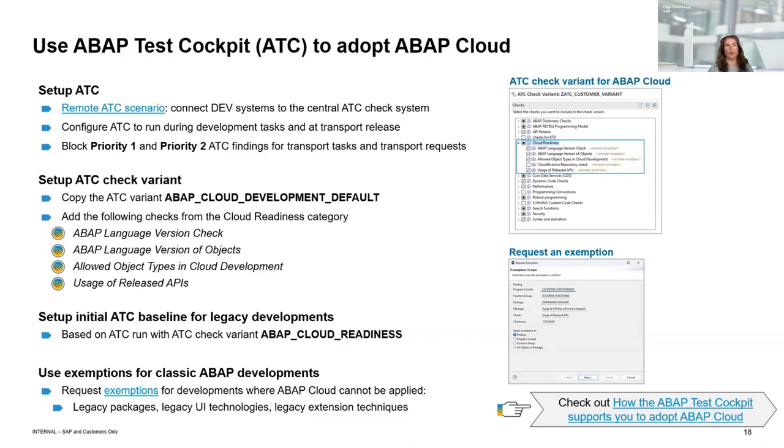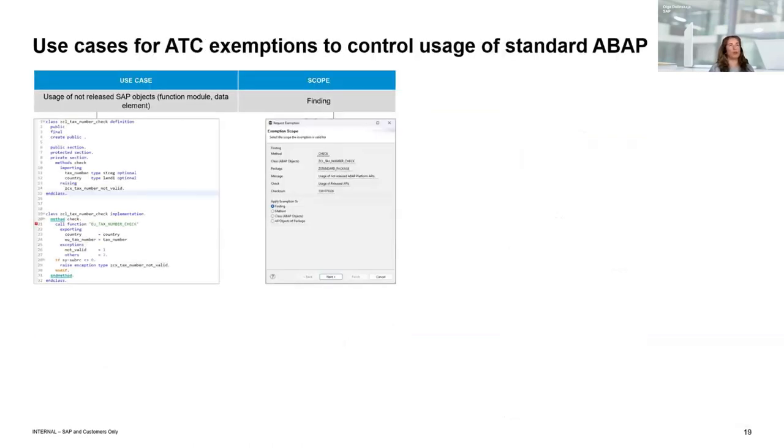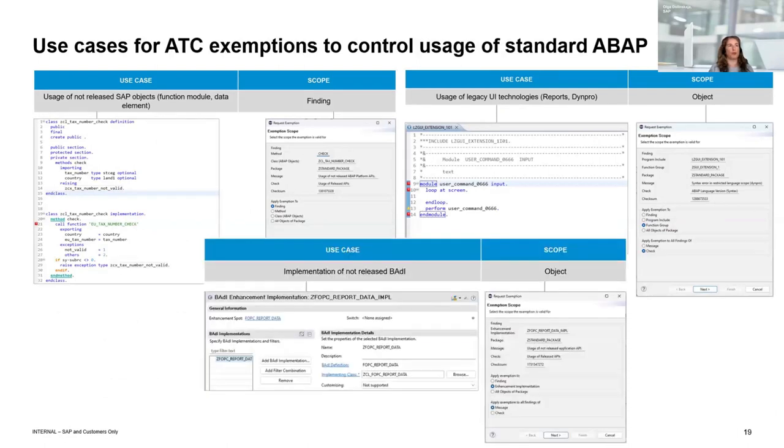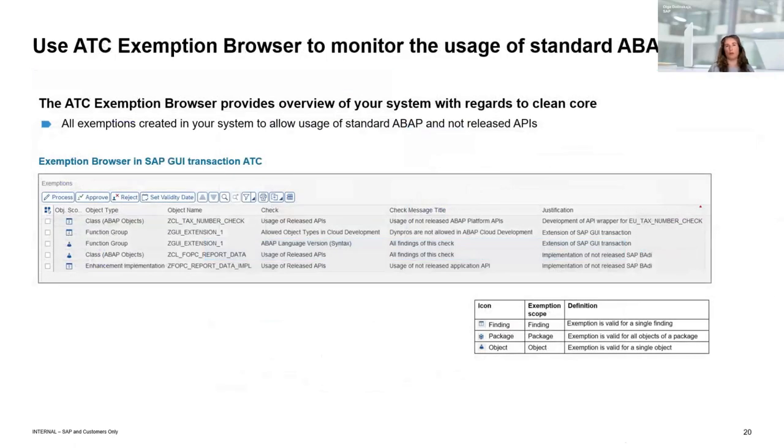So just request an exemption if you need to implement legacy technology. Like for example, if you need to use an unreleased SAP object like a function module or data element, you can request an exemption. If you need to implement UI technology which is not supported in ABAP Cloud, like Dynpro, or for example, use a not released BAdI. And after you develop with the ABAP cloud development model and work with exemptions, you can also use an ATC exemption browser, which lists all the exemptions available in the system, and you will see how far your system actually is from the clean core, how many legacy developments are still needed, how many exemptions exist there.